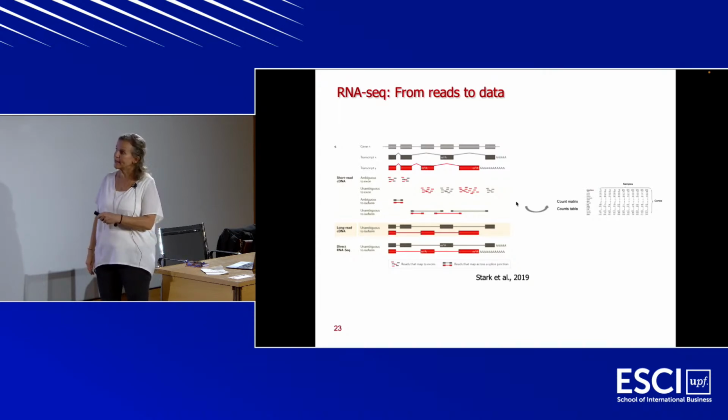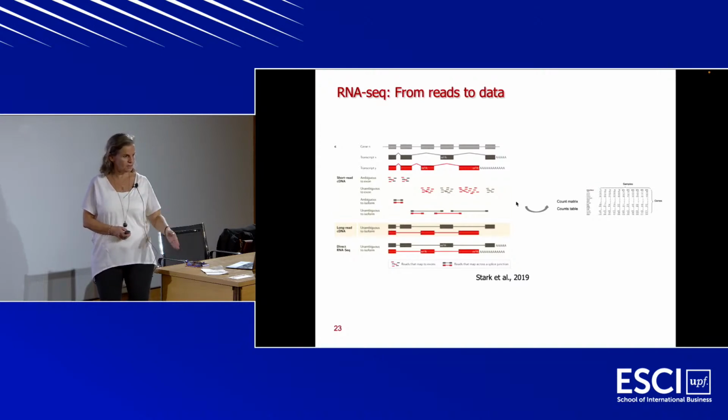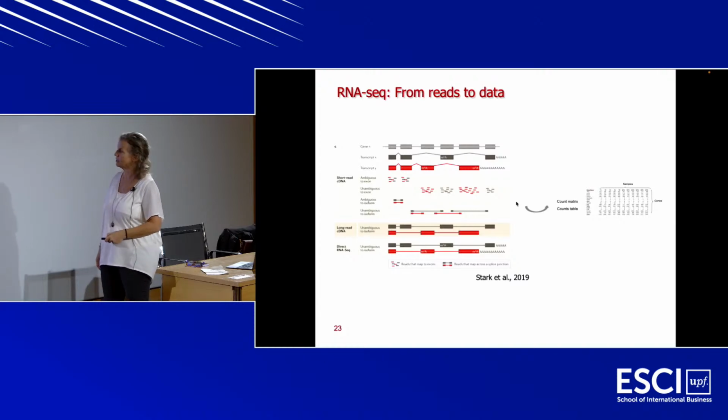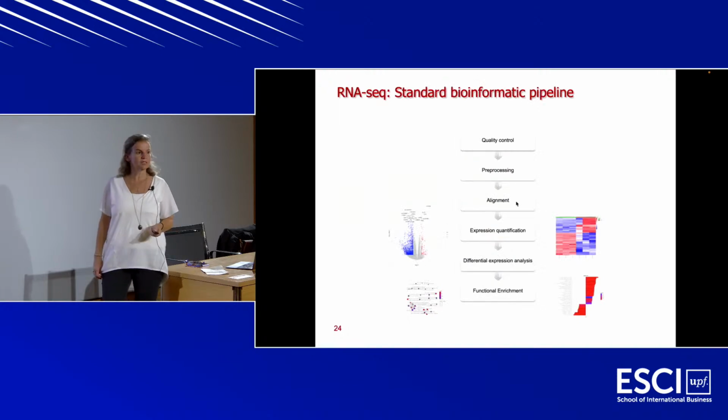So at the end of the day, specifically for short reads, which is the most widespread technology in RNA-seq, what we have is a counts table. And that means that we have, again, a matrix of genes and samples. But instead of having the intensity in the matrix, what we have is the read counts. So for each gene, for a specific sample, we will know how many reads we have for that gene. So the processing is very similar to what we did for microarrays.